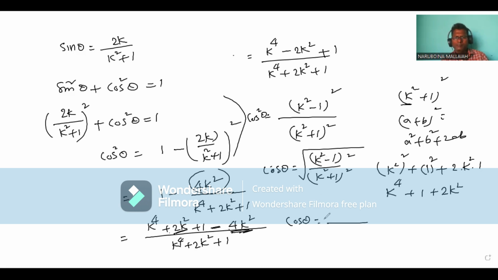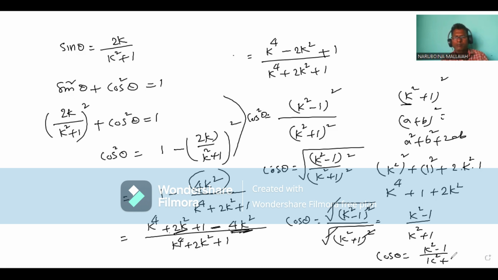You can separate this square root and give it to both the numerator and denominator. K square plus 1 whole square. Give this square root to both numerator and denominator. Now the square root gets cancelled here, and here also the square root gets cancelled. Finally, we are left with k square minus 1 by k square plus 1. So cos theta is equal to k square minus 1 by k square plus 1. This we have to prove. So we have proved cos theta is k square minus 1 by k square plus 1.